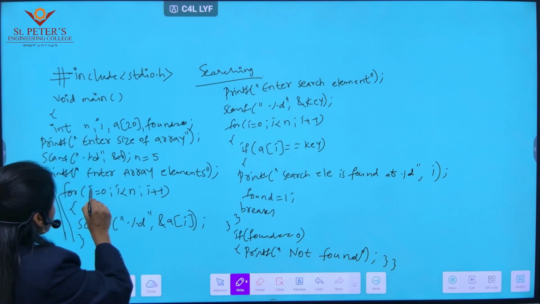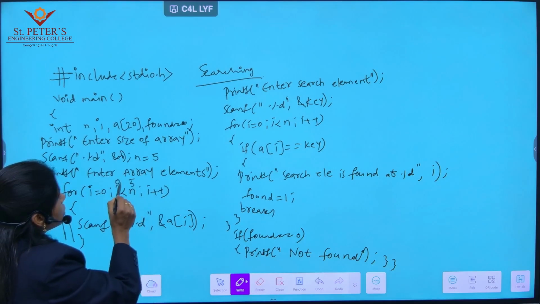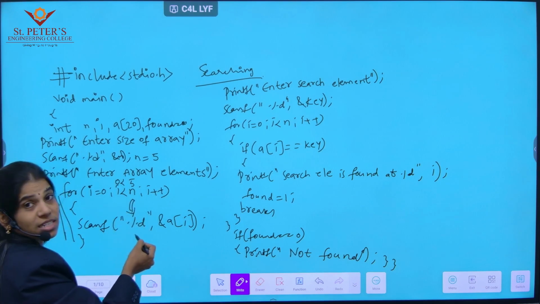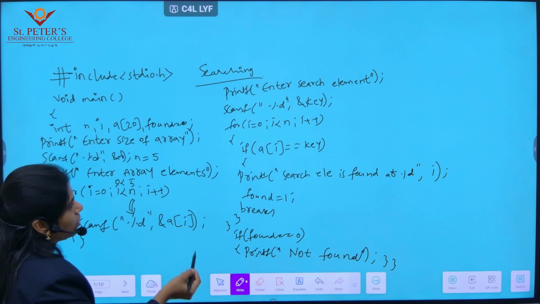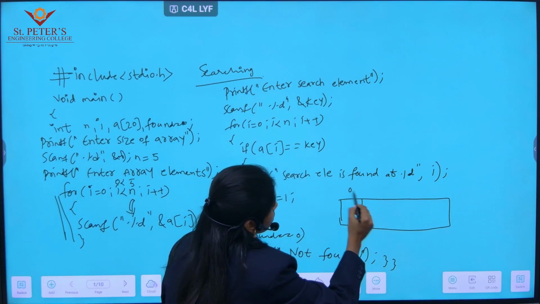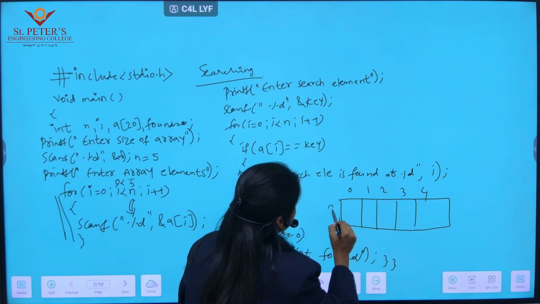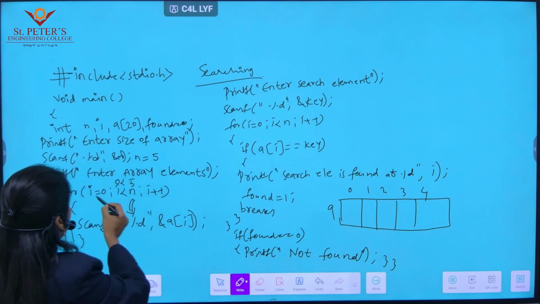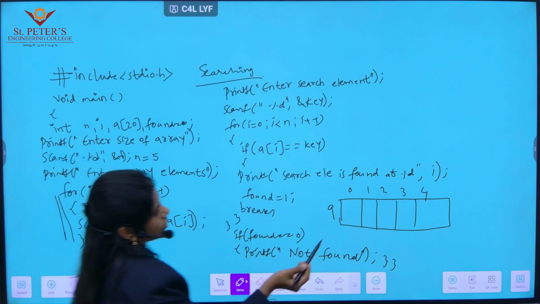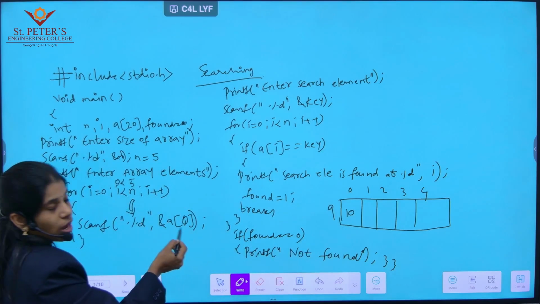Here a for loop is there: i equal to 0, i less than n. What is our n value here? 5. So i equal to 0, 0 less than 5, yes, it is true. Then scanf percentage d, ampersand a of i. Suppose this is my array, and my array name is A here. i equal to 0, 0 less than 5, yes, it is true. So if you enter the first element 10, the 10 is going to be stored at A of 0, ampersand A of 0.